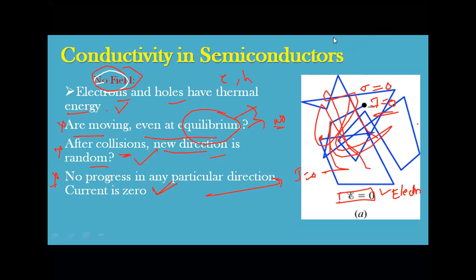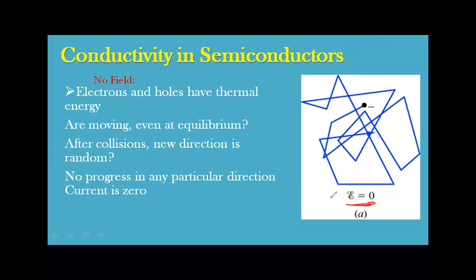you can think about this. After collision, there could be a new direction. But in the absence of an electric field, the net current equals 0. Remember this. In the absence of an electric field, the net current equals 0. Why, sir? Electric field is 0, current equals 0, conductivity equals 0. Conductivity symbol is sigma. Can I move to the next slide, please?